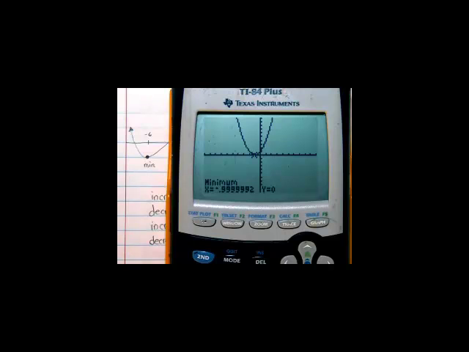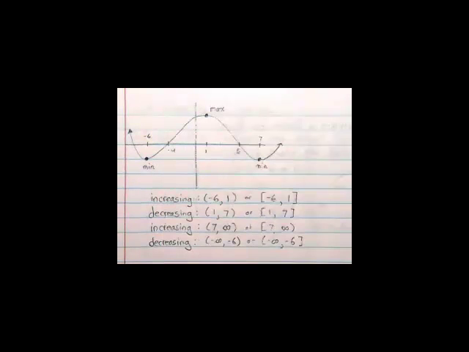So you can use the calculator to do that, but you have to use it to pinpoint the mins and the maxes first, and then you can start using that to piece it all together, just the same as we did before. So, okay. So that's that increasing and decreasing stuff.